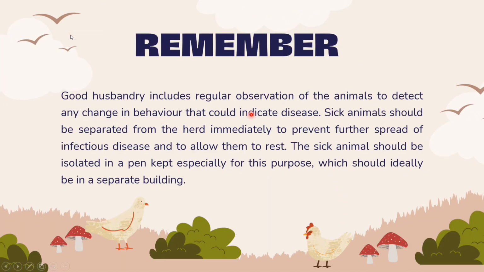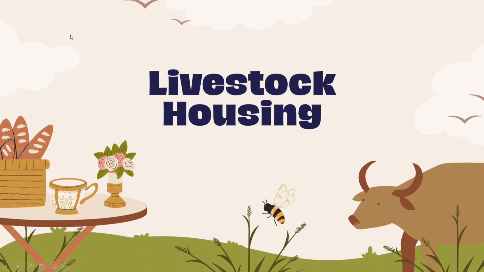Remember, good husbandry includes regular observation of the animals to detect any change in behavior that could indicate disease. Sick animals should be separated from the herd immediately to prevent further spread of infectious disease and to allow them to rest. The sick animals should be isolated in a pen kept especially for this purpose, which should ideally be in a separate building. We'll explore livestock housing, which is crucial for happy and healthy animals.